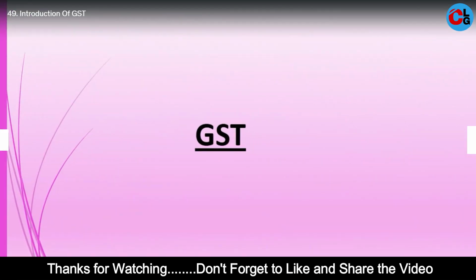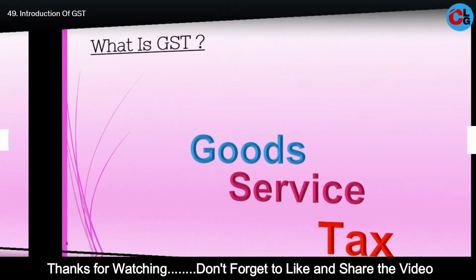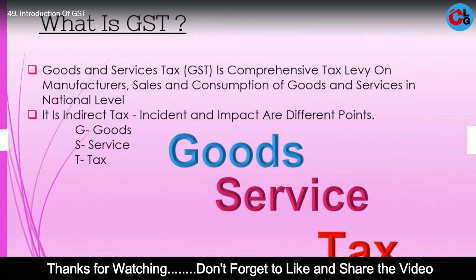So the first part is what GST is. GST means Goods and Services Tax. It's a comprehensive tax levy on manufacture, sales and consumption of goods and services at the national level. It's an indirect tax; incidence and impact are at different points. If you look at the word GST, there are three letters: the first is G, the second is S, the third is T. G means goods, S means services, T means tax. So simply we can say Goods and Services Tax, or GST.